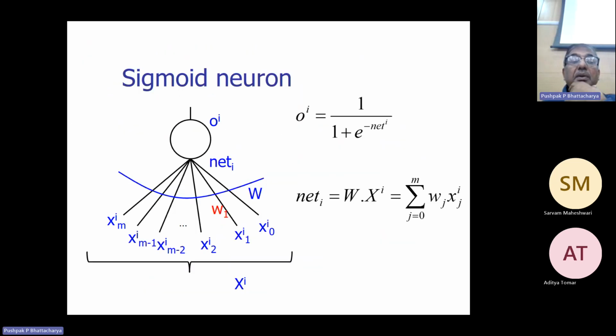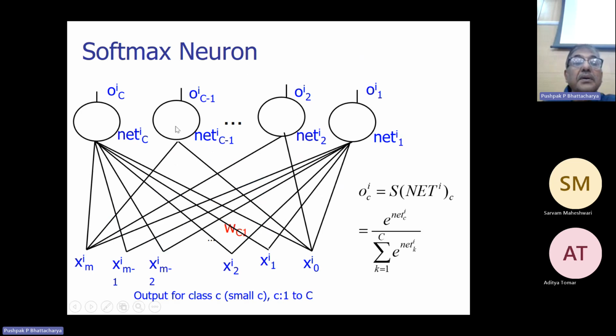The sigmoid neuron looks like this, only one neuron. Softmax neurons look like this. I'm omitting the hidden layer. We have the input vector here, x0, x1 up to xm. The i superscript is for the ith instance. And the outputs are O1, O2 up to O capital C, where the number of classes is C: 1, 2, 3 up to C.